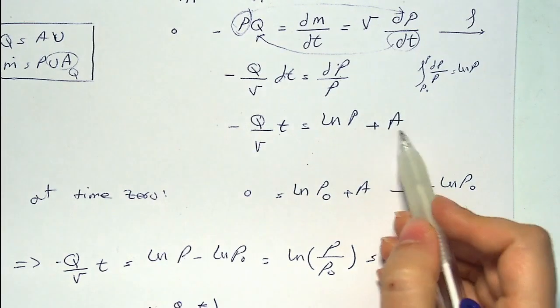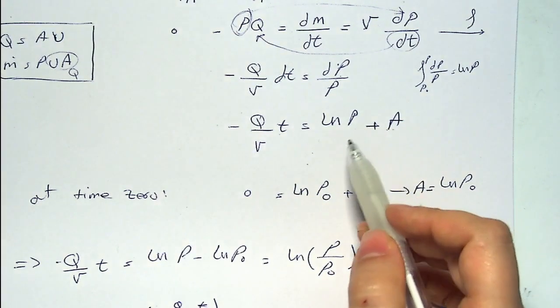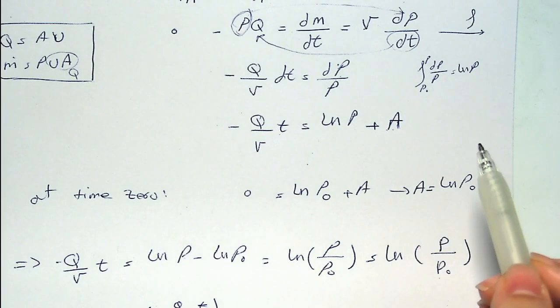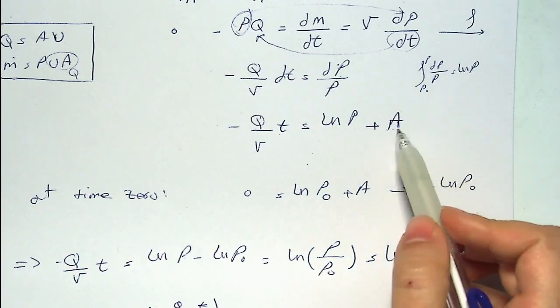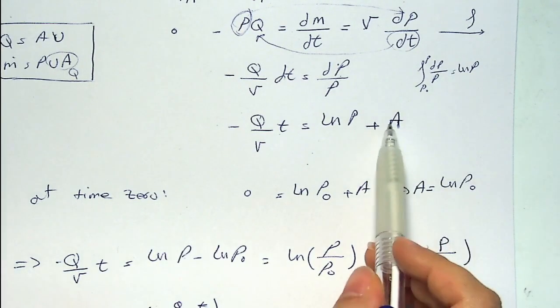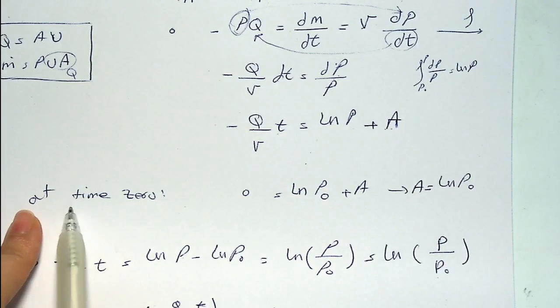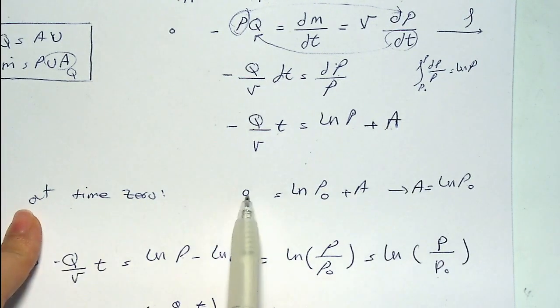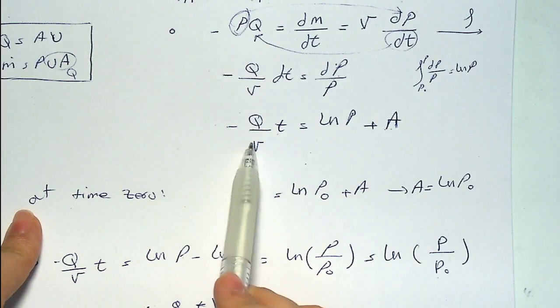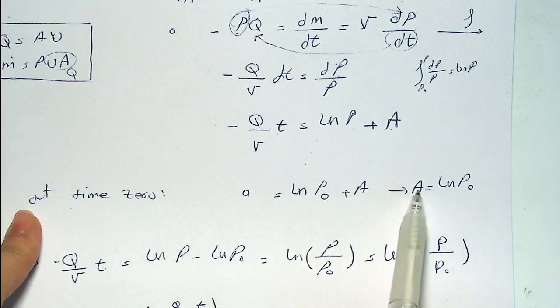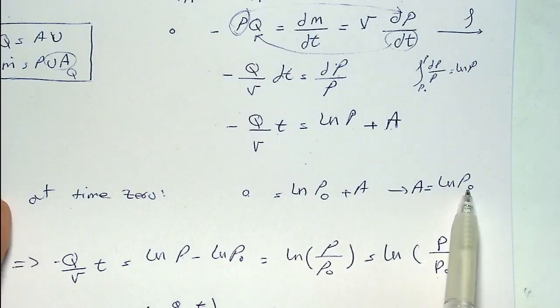And now we have this constant, and we need to figure out what this constant is, because in the second part of this question we need to actually calculate the time. To calculate this constant, you would use the data that you have from time 0. T is 0, so this side is 0. The ln of the density at time 0 plus that A, so A would be equal to ln rho 0.